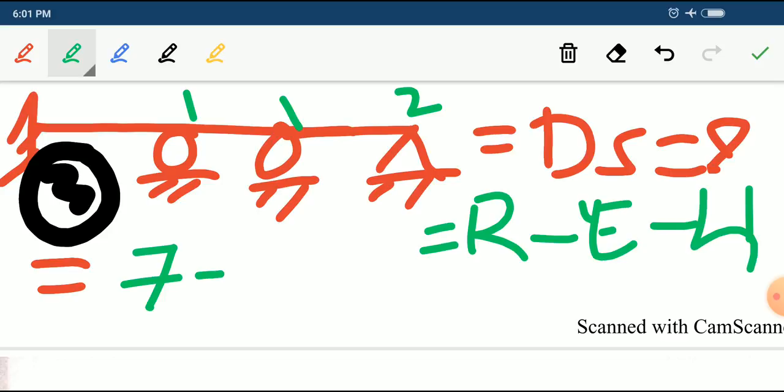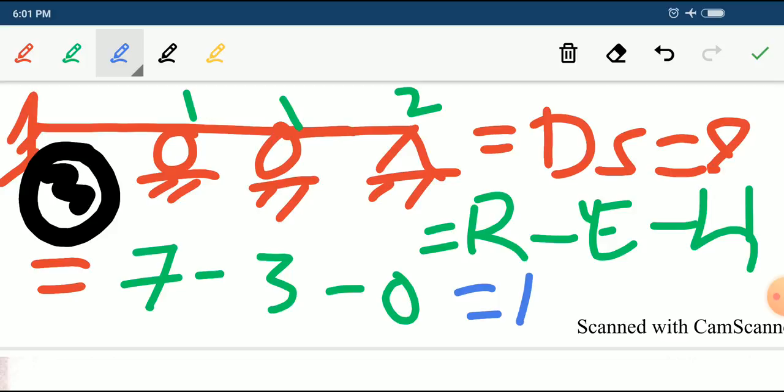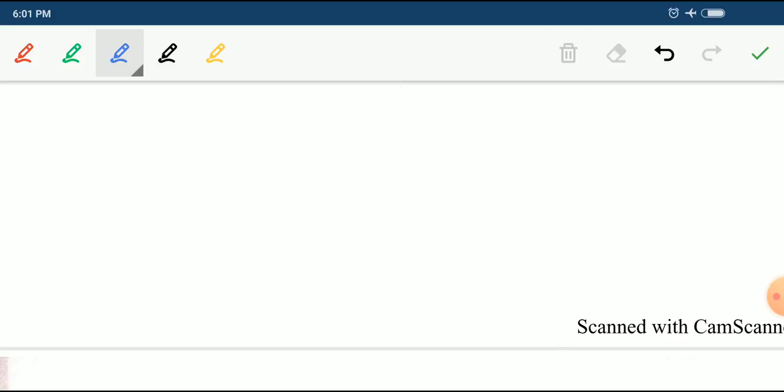So R will be equal to how much? 7. What about static equilibrium equations? They are 3. Minus, is there any internal hinge there? No, there is no internal hinge. So the final value will be equal to 7 minus 3. So the answer for this question will be 4. So this is the static indeterminacy for this beam. Okay, we will move to the next question now.